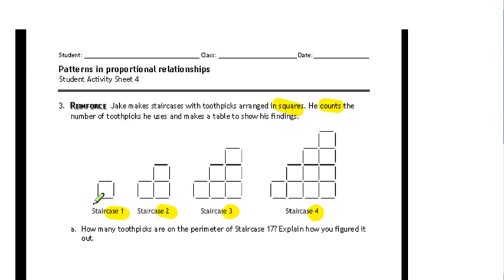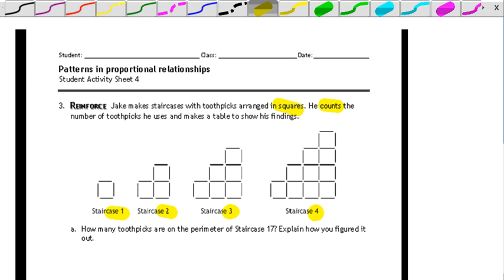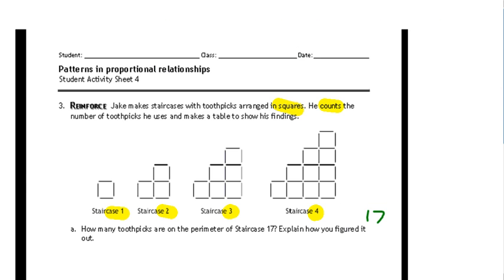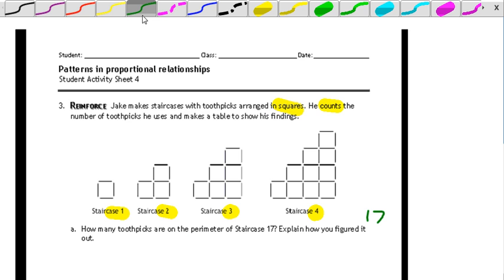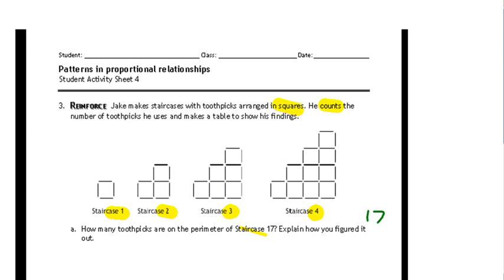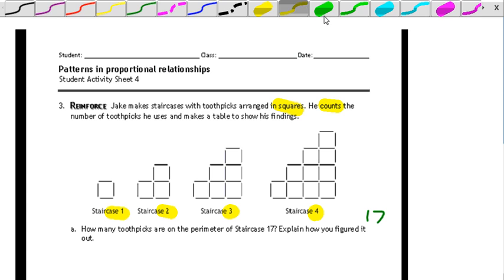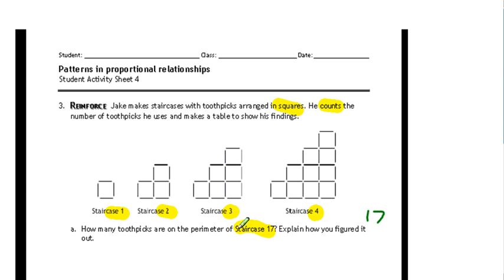How many toothpicks is the perimeter of staircase 17? So we want all the way to staircase 17. So we want number 17. Explain your reasoning. So let's try to figure out a pattern. We want staircase 17. Here we go. And we need to explain.